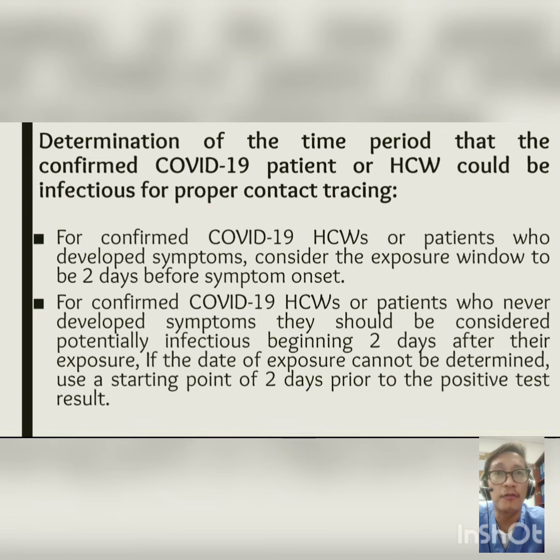The second one is for confirmed COVID-19 healthcare workers or patients who never developed symptoms. They should be considered potentially infectious beginning 2 days after their exposure. If the date of exposure cannot be determined, use a starting point of 2 days prior to the positive test result. So it's just the same with the first case. Any patient who came in contact for the last 2 days with a confirmed case, we need to do contact tracing for all those people.